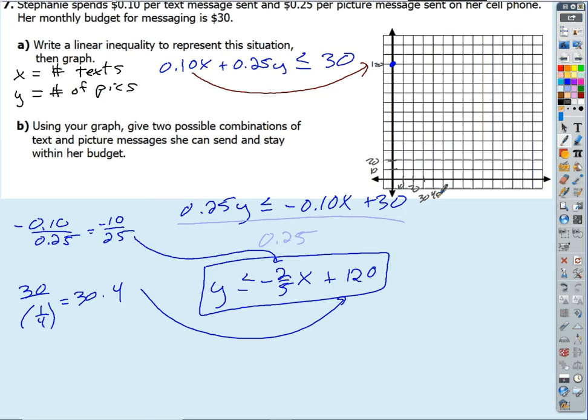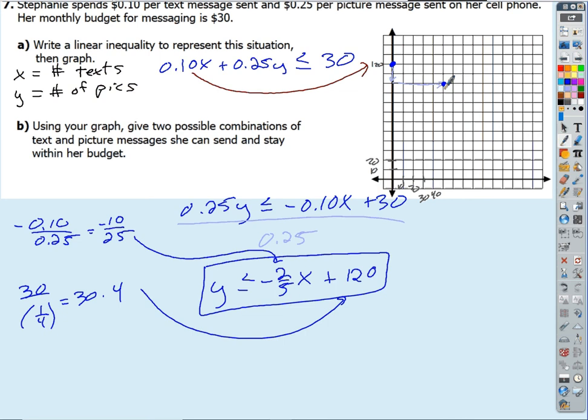But in this case, it makes sense to go down 20 and over 50, because that's still the ratio of negative 2/5, right? And so that's what that looks like. There I went down 20, now I'm going over 50. There's my next point, and I'm going to graph my line.